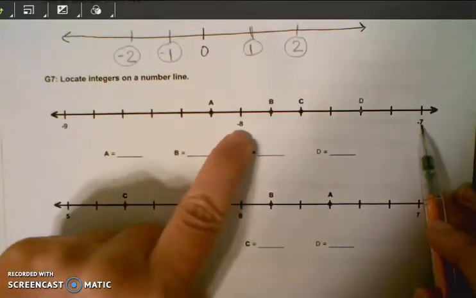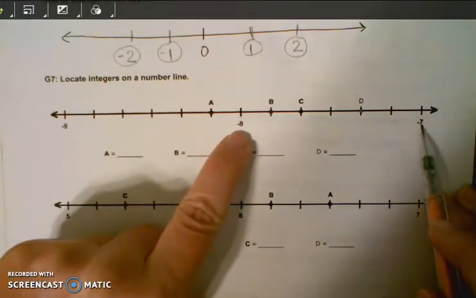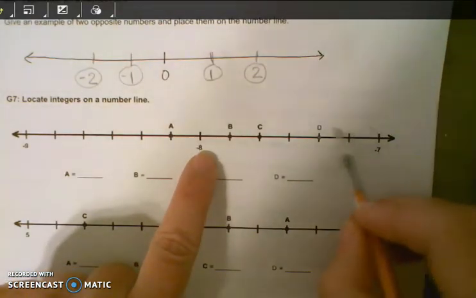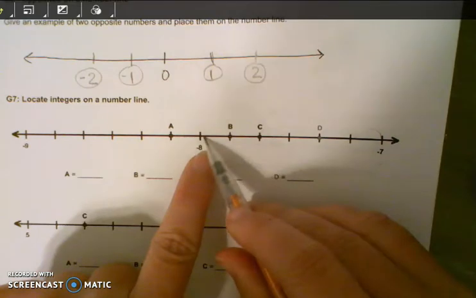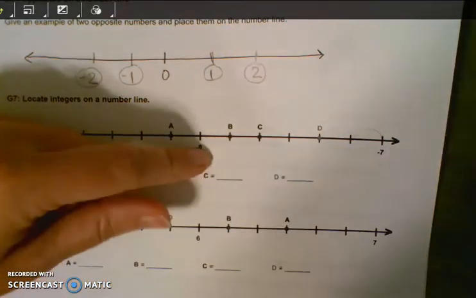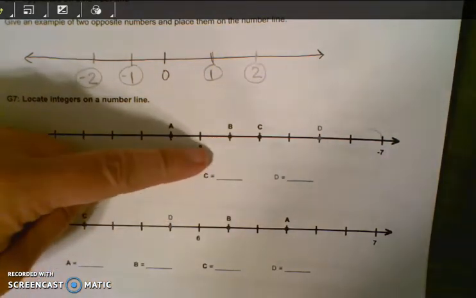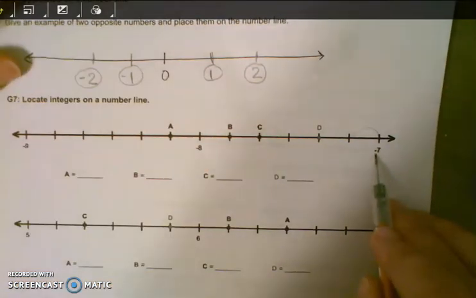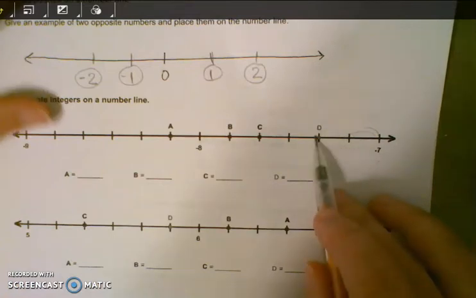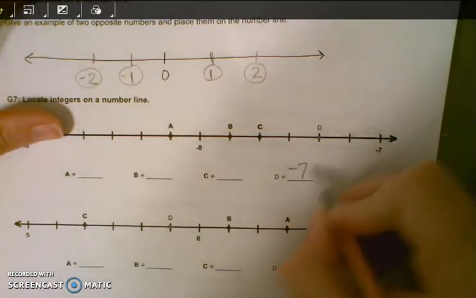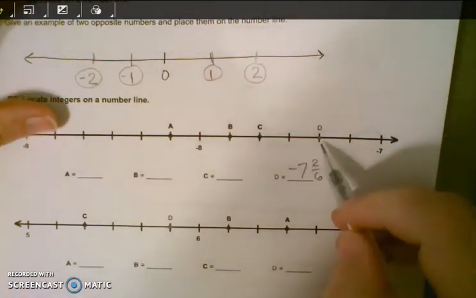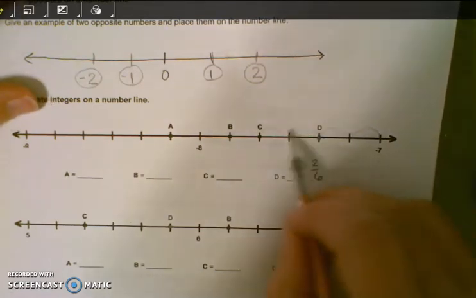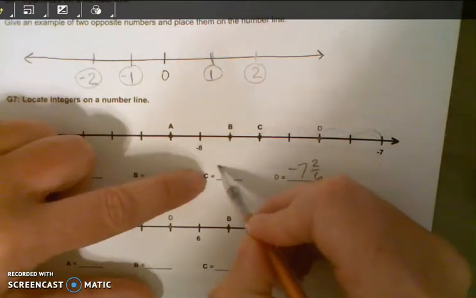Each unit is further broken down into fractional parts. It looks like these units are broken down into 1, 2, 3, 4, 5, 6 equal parts. So I know that my fraction is going to be represented by sixths. So I know that point D is -7 and 1/6. I know that point C is -7 and 4/6.